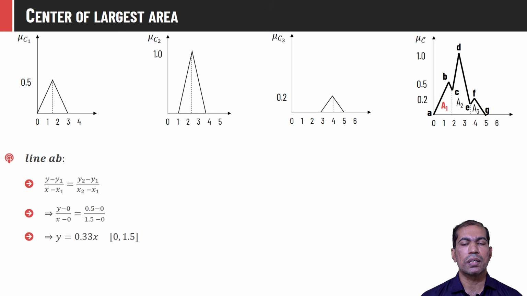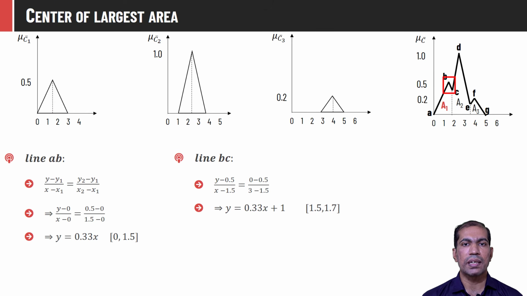The equation of line BC can be computed in a similar way. Here for BC, x1, y1 is 1.5, 0.5 and x2, y2 is 3, 0. If we put the values, we get the equation y is equal to minus 0.33x plus 1. Here we have computed the equation of the line from 1.5 to 3. But as we can see in this aggregated function, this line is not going up to 3, it is only up to a certain x. To compute that x, we need to process it further.